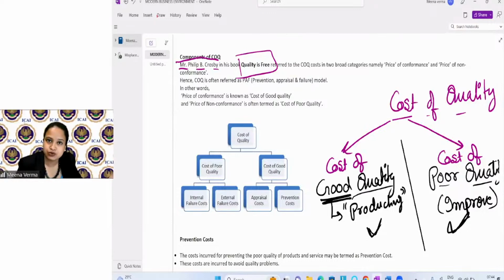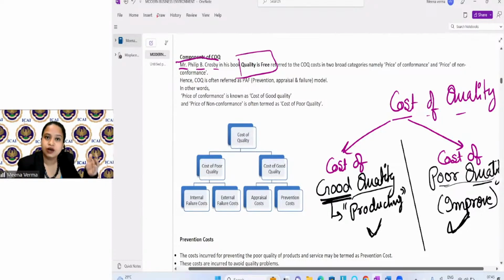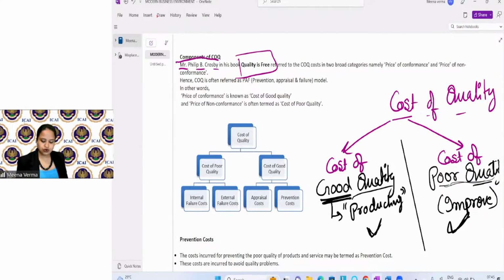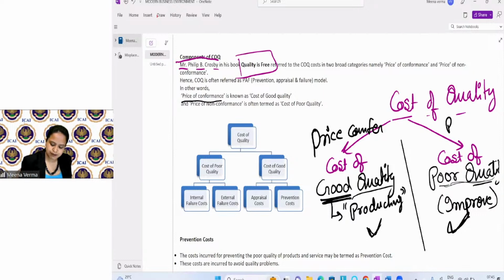Now, if you have produced the goods, maybe you have produced a bad quality product, then what will happen? You will improve it. Poor quality product, you will improve it. So in this way, we have these two things here, cost of good quality product and cost of poor quality product. Cost of good quality product is also known as price conformance, and this is known as price non-conformance.